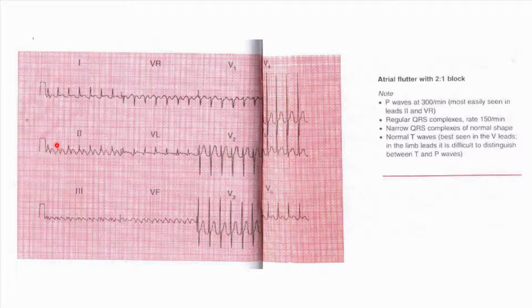At the same time, the QRS complex here is regular and has a rate of 150. You can actually see that this QRS complex is pretty regular from these chest leads, showing you a normal QRS complex in this ECG. And of course you have normal T waves, which we can best see in the chest leads, and it is very difficult to distinguish the P waves from the T waves in these limb leads. As you can see, maybe from lead 1 here, but it's very, very difficult to see. So this is atrial flutter with a 2-to-1 block.